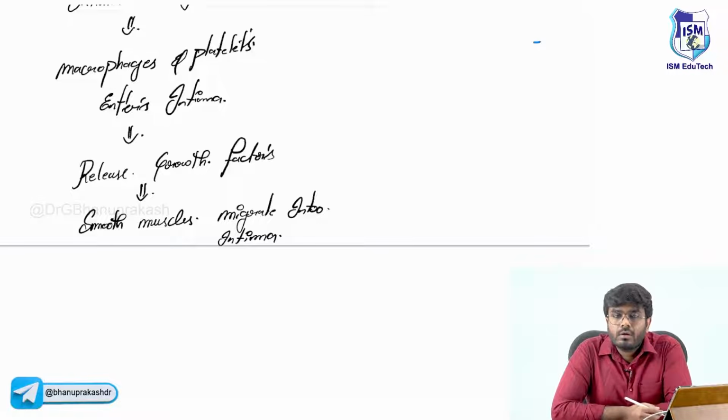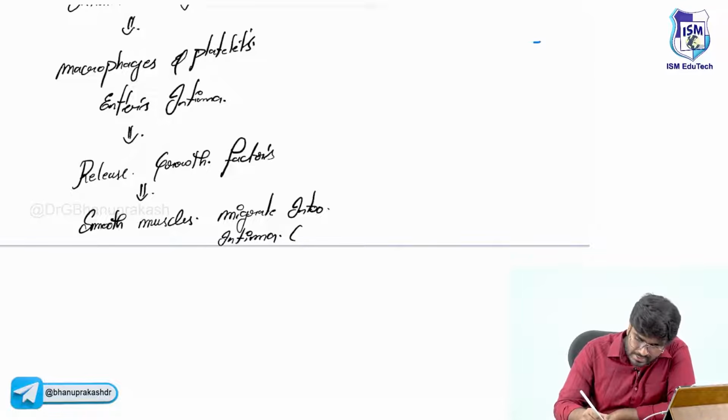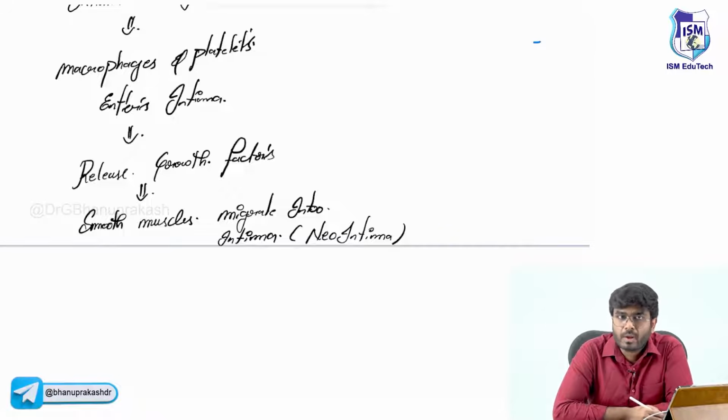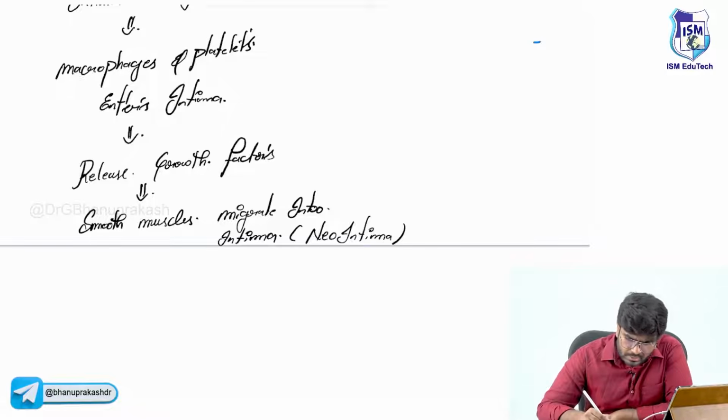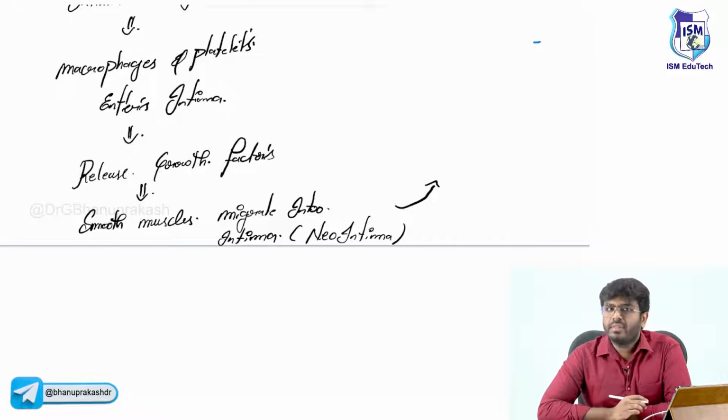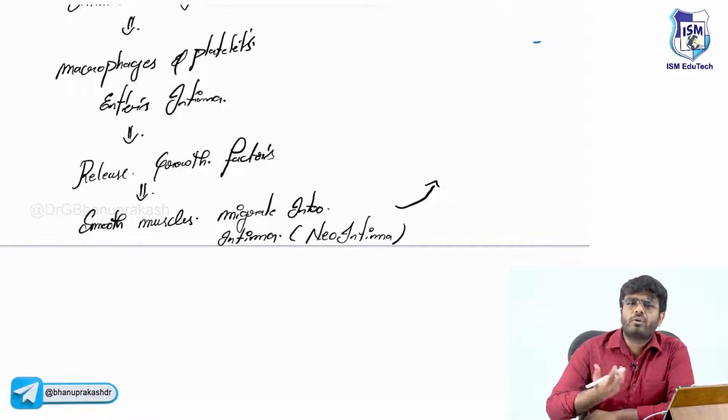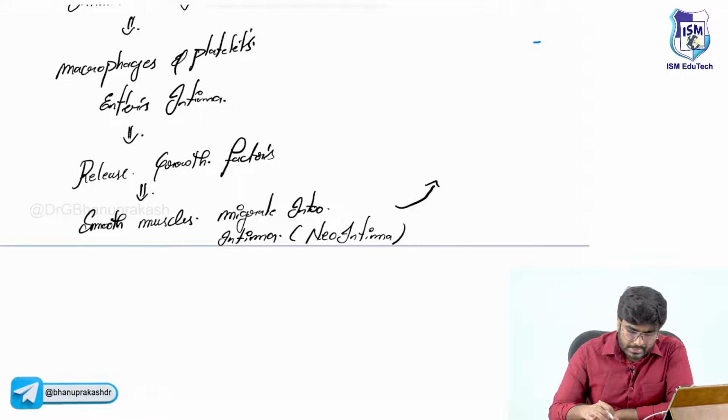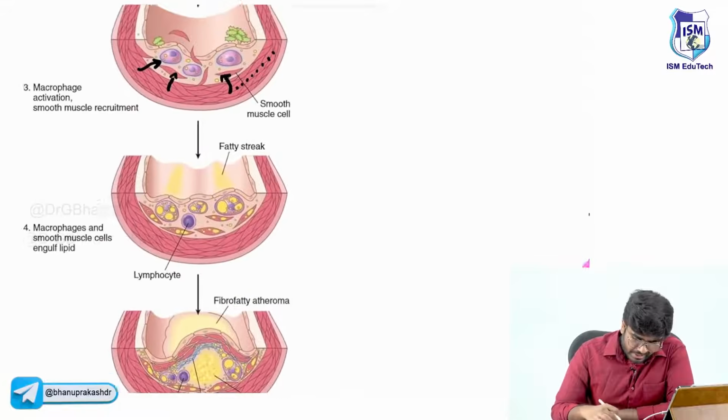Now do you think it's a normal intima? No, this is not a normal intima. Why? Because now smooth muscles have entered into the intima. Now this is called neo-intima. Now there is a neo-intimal formation. Neo-intima is because of the migration of the smooth muscle cells into the intima. Now these smooth muscle cells have entered into the intima. What will these macrophages and smooth muscles do? See, the endothelium is damaged, right?